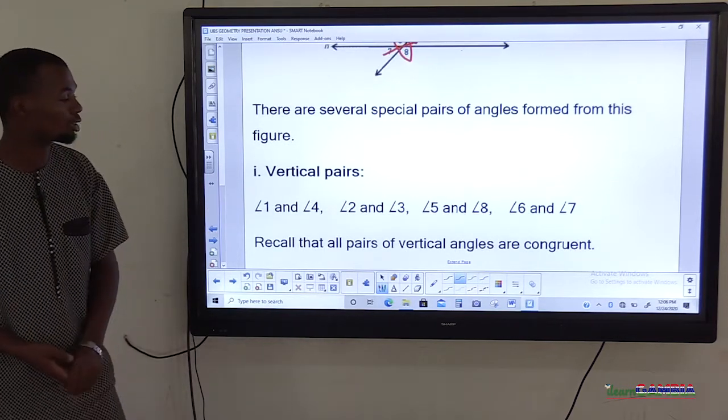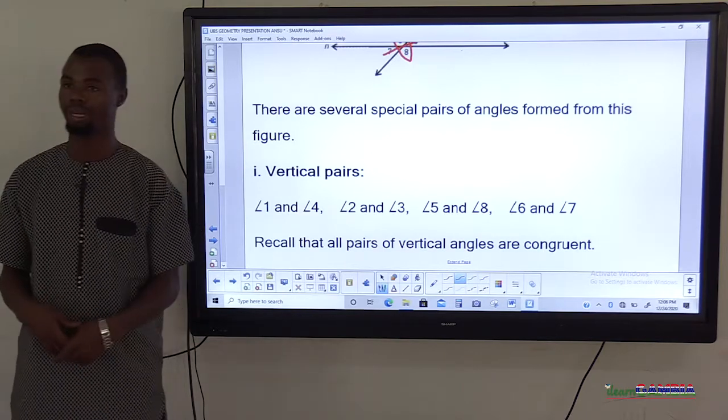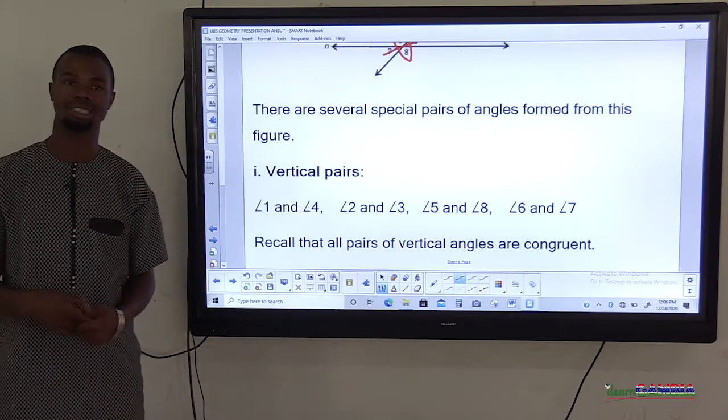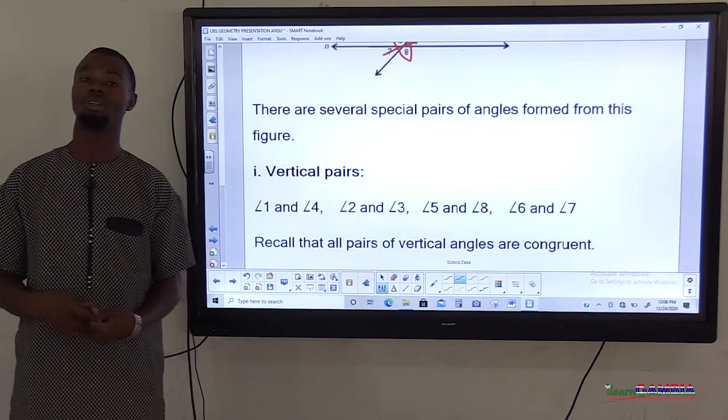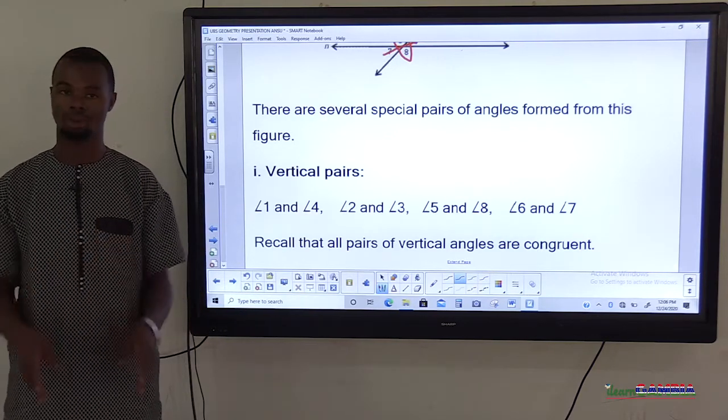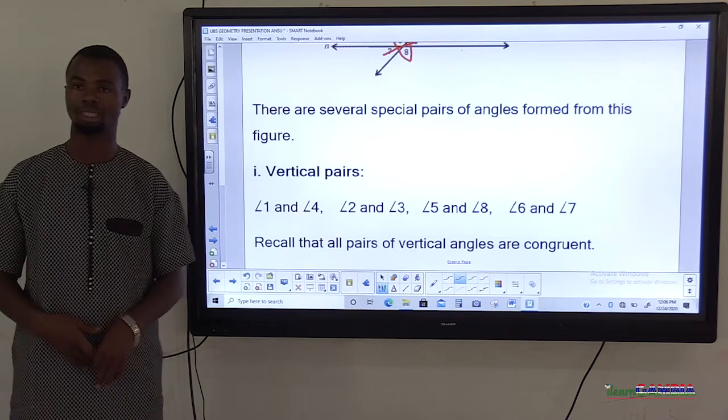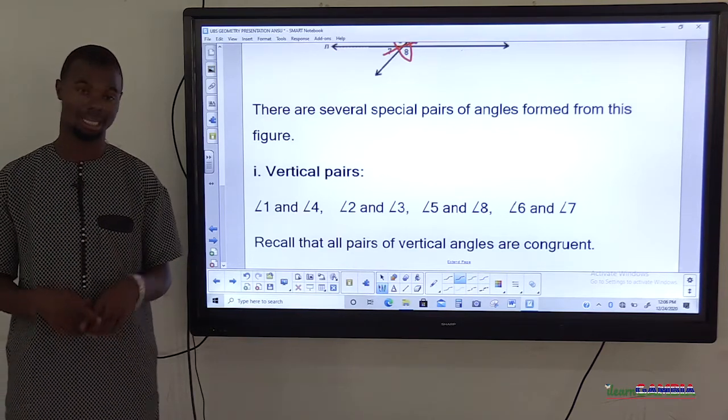Recall that all pairs of vertical angles are congruent. Or, in other words, they are all equal. All pairs of vertical angles are equal or are the same.